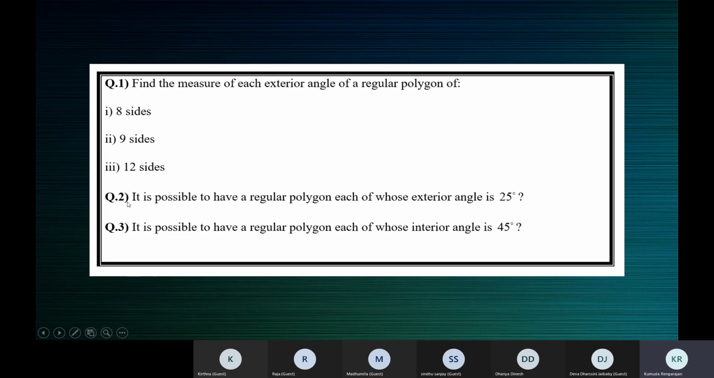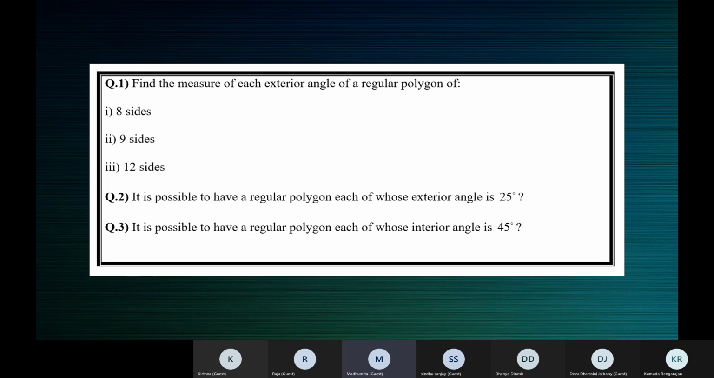See here. Is it possible to have a regular polygon, each of whose exterior angle is 25 degrees? Yes, ma'am.